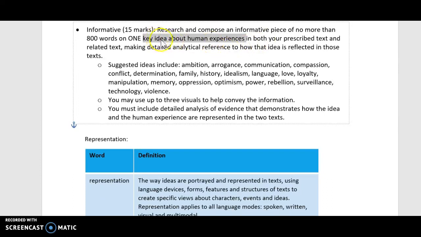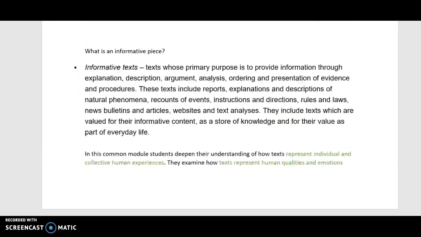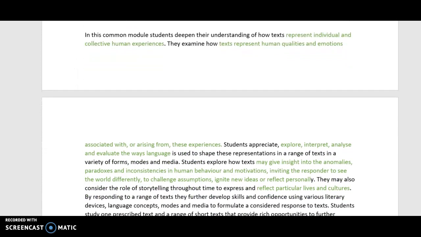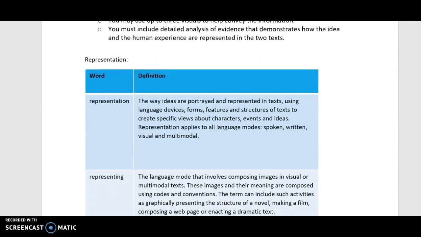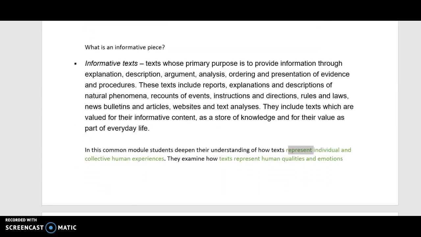So it's going to assume that you know what an idea is and what the human experience is, how they are defined in the rubric. So let's take a look at that. It says, in this common module, students deepen their understanding of how texts represent. So there's that word again, which we were talking about up here with representation. So you know straight off T sentences. Get that technique, evidence, analysis in there, or the technique, evidence, and the effect of it. So how texts represent individual and collective human experiences.